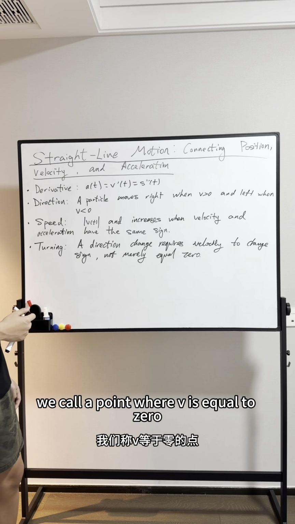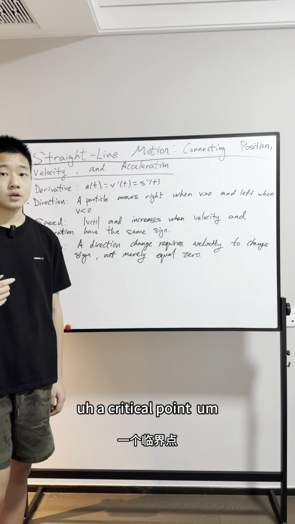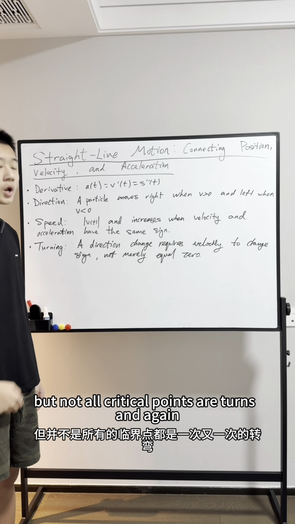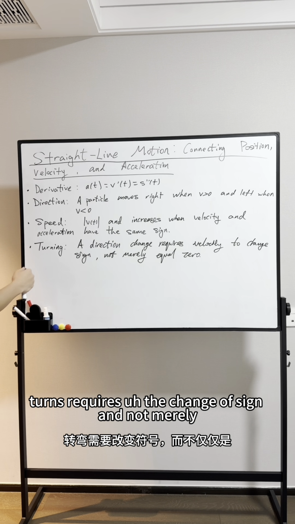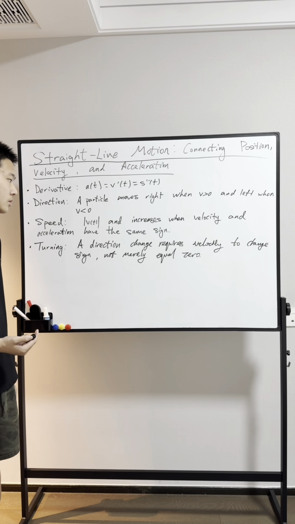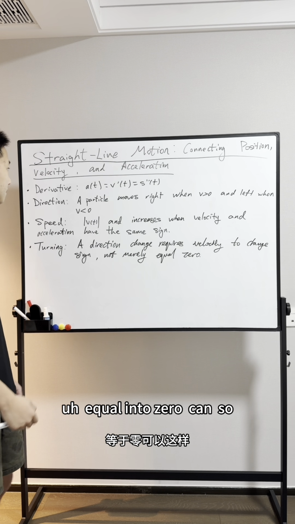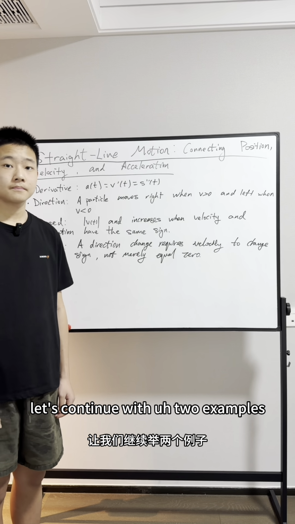So in calculus, we call a point where v is equal to zero a critical point. But not all critical points are turns, and again, turns require the change of sign and not merely equaling zero. Okay, so let's continue with two examples.